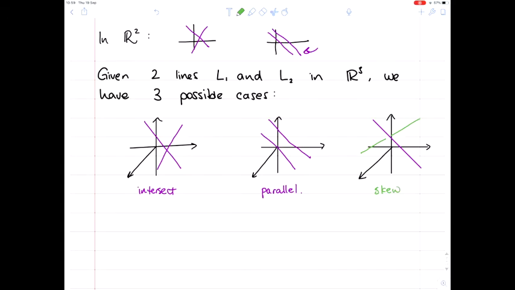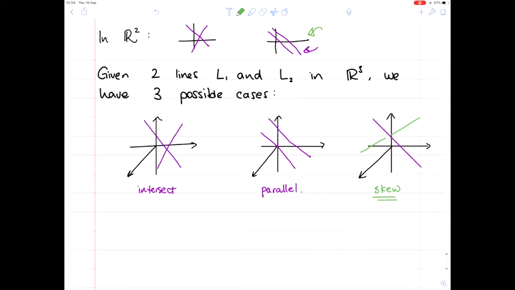So we've added a third possible case, which can't happen in 2 dimensions, because if two lines aren't parallel, then they have to intersect somewhere. But in 3 dimensions, you have a possibility that your two lines might never intersect. So lines are skew if they're not parallel and don't intersect.